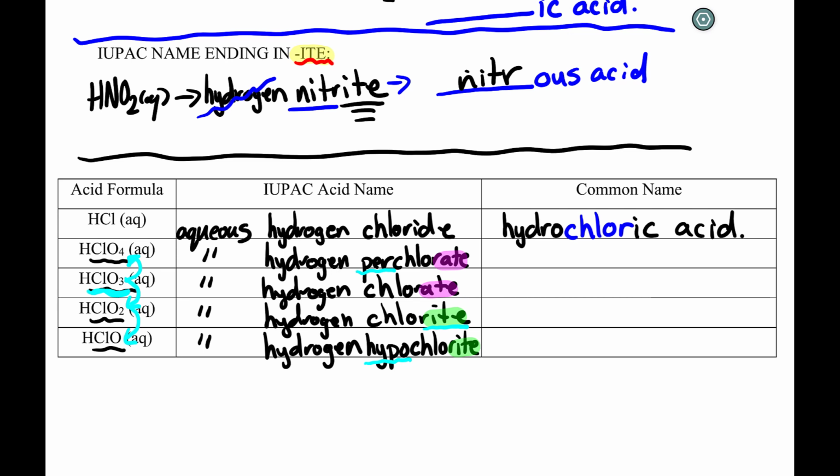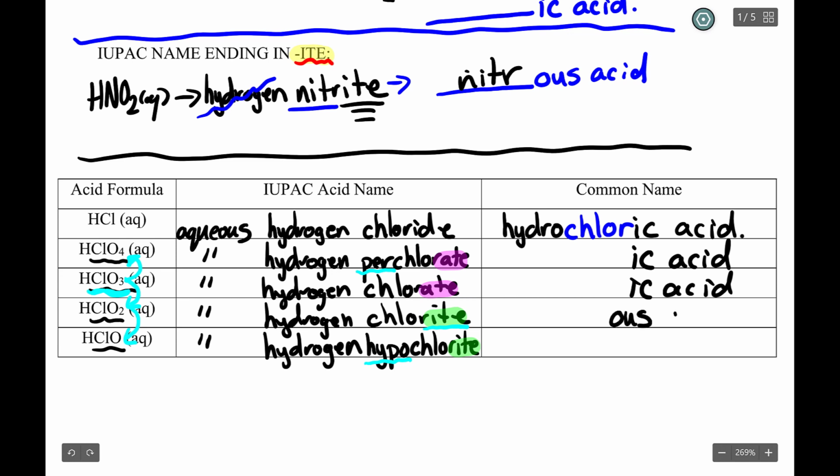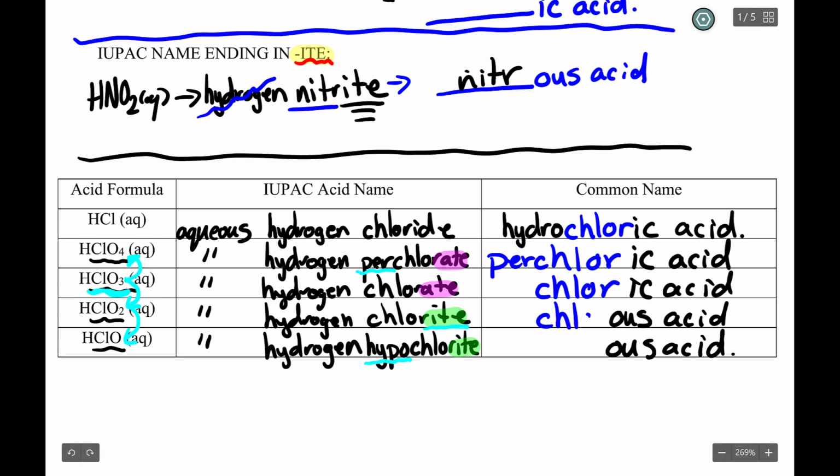Let's do the actual naming. So for both of the ates, it's going to end as ic acid, and for both of the ites, it's going to end as ous acid. And now all we have to do is put the root of the name in there. So the first one would simply be perchloric acid. Then we will have chloric acid. Then we will have chlorous acid. And then we would have hypochlorous acid.